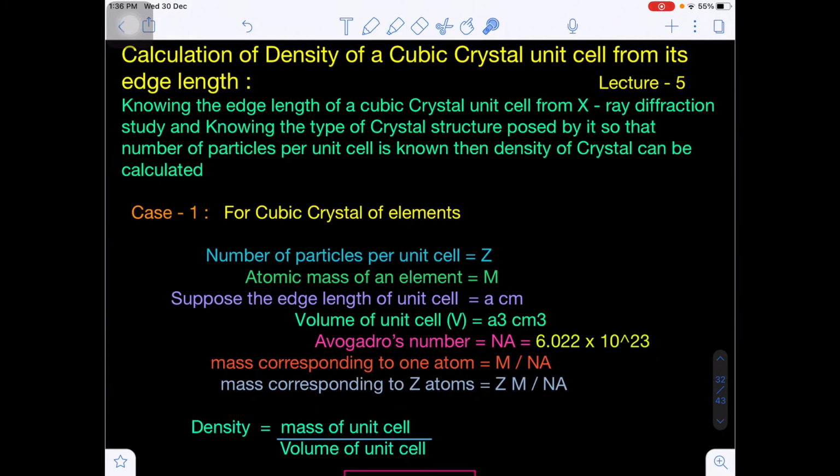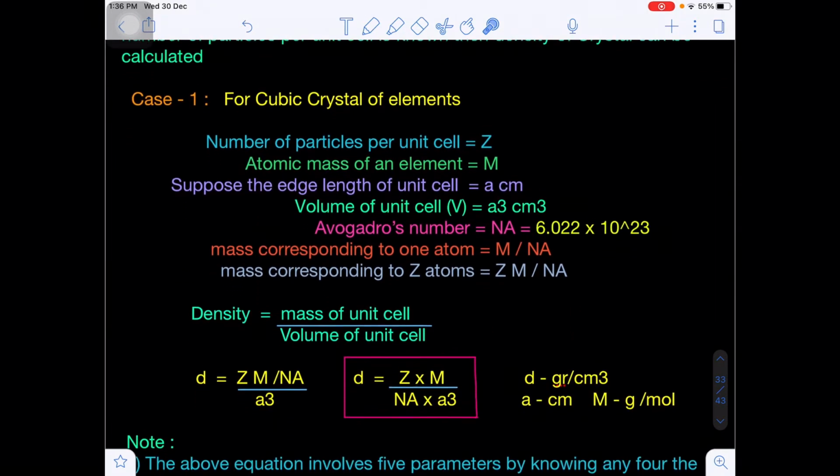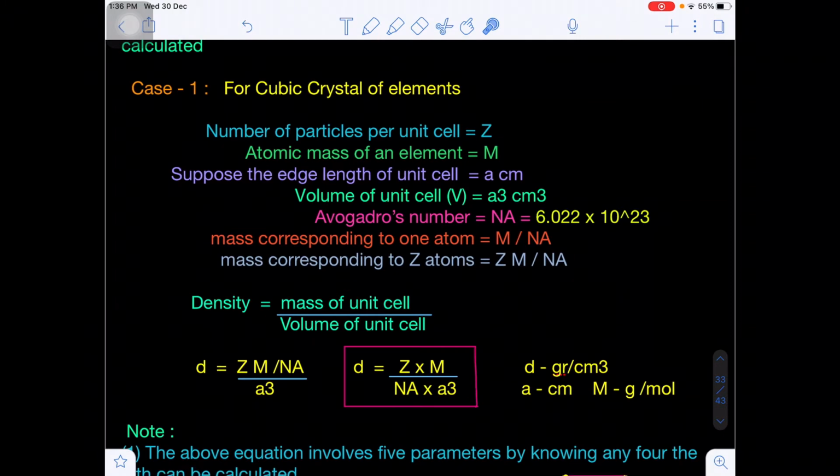With the edge length from the experiment of X-ray diffraction studies, and also the number of particles present per unit cell, with the help of these two pieces of information, we can find the density of a unit cell. Now, let's consider a cubic unit cell of an elementary system. That means the constituent particle will be only an element.